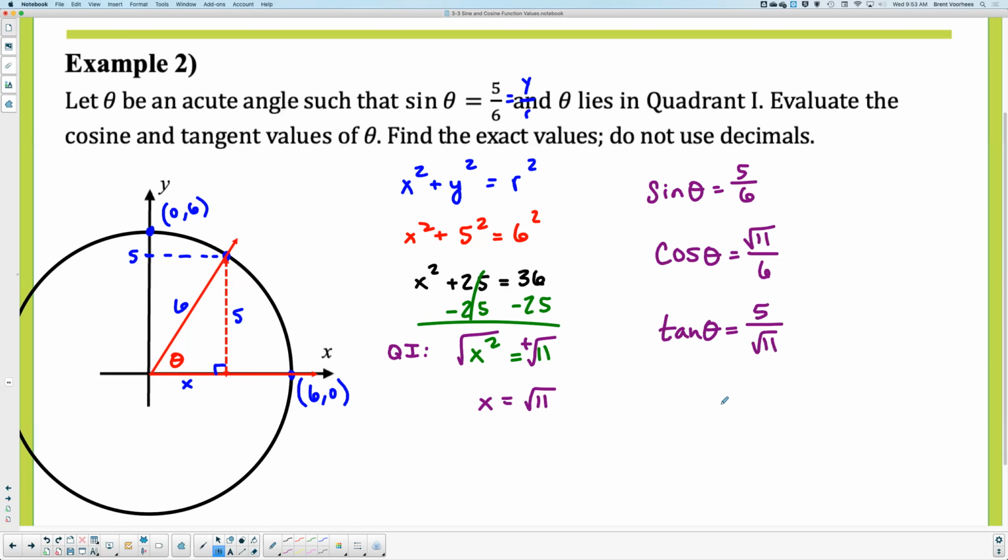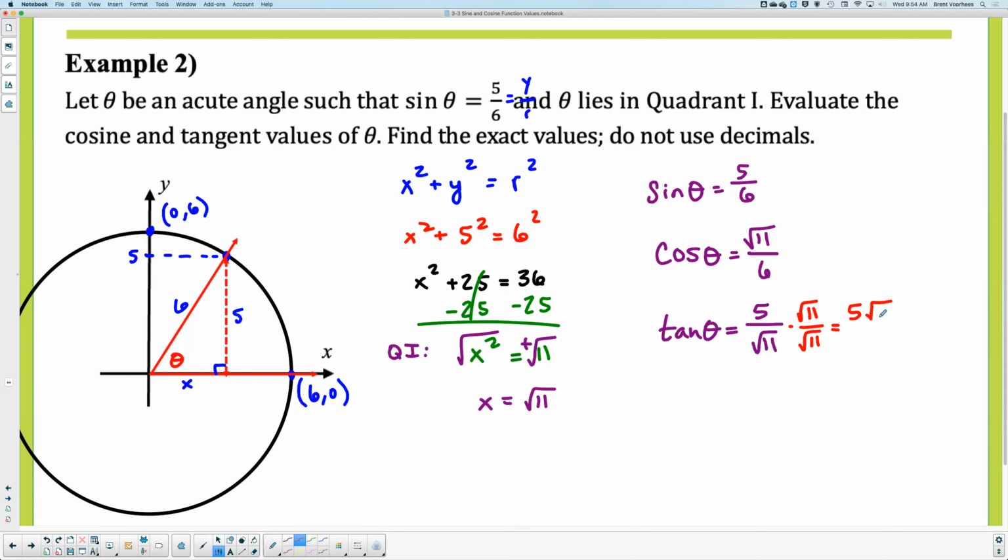Now, can I leave my answer in that form? No. Why not? What's wrong? Square root in the denominator. You don't leave a square root in the denominator. Mathematically, how do I get rid of it? I multiply by a weird looking 1. I multiply by the square root of 11 divided by the square root of 11. Do I cancel those square root of 11s? No.